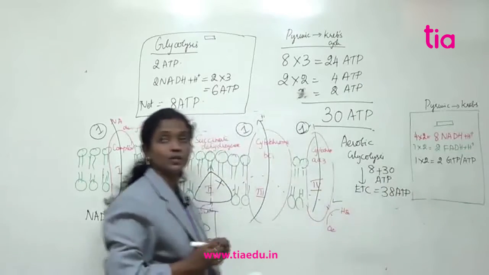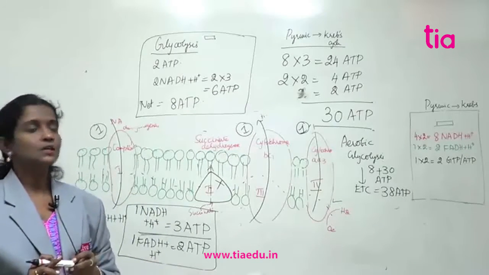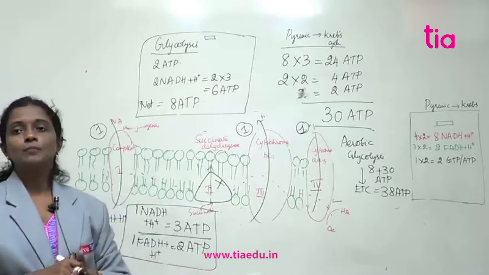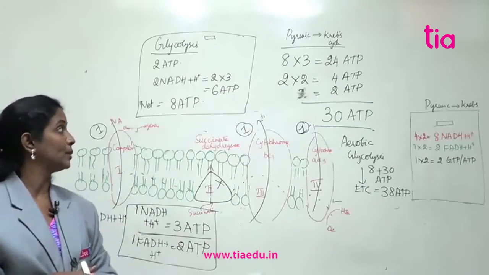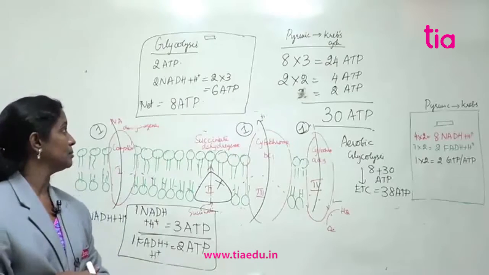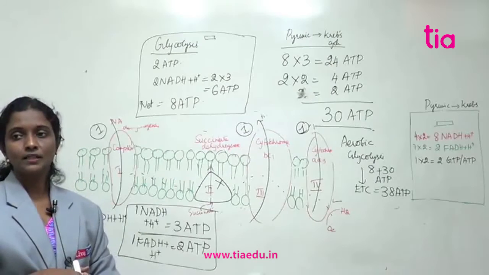So what is our final output? We received 38 ATP molecules. Is that clear? So 8 ATP molecules from glycolysis, then 30 ATP molecules from Krebs cycle, from pyruvic acid to Krebs cycle. So 30 plus 8, 38 ATP molecules is what we have received.